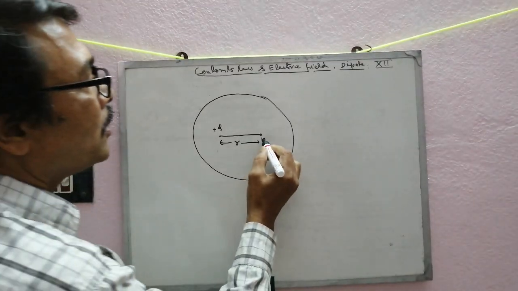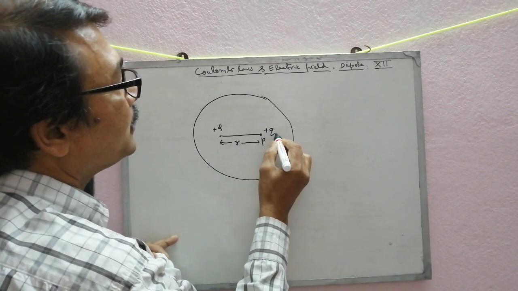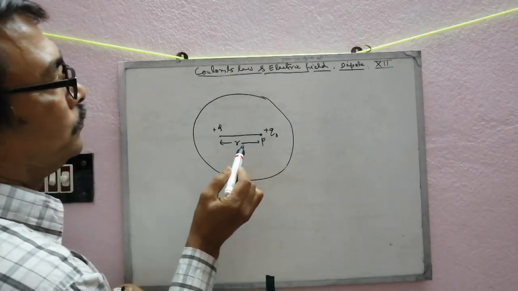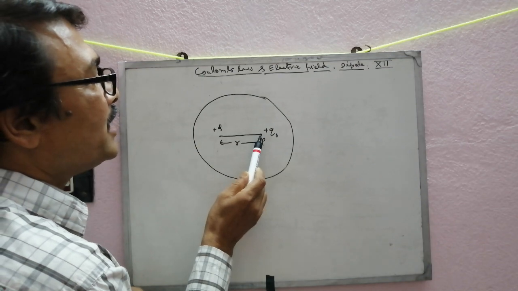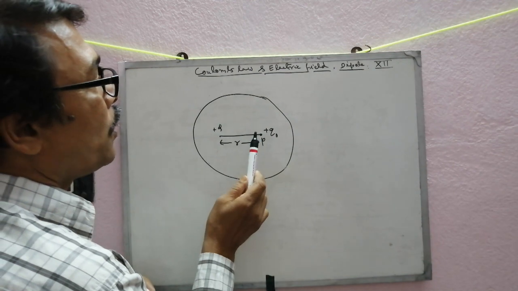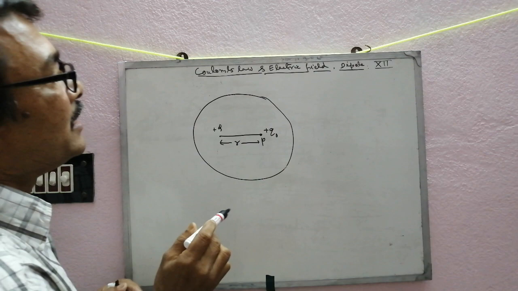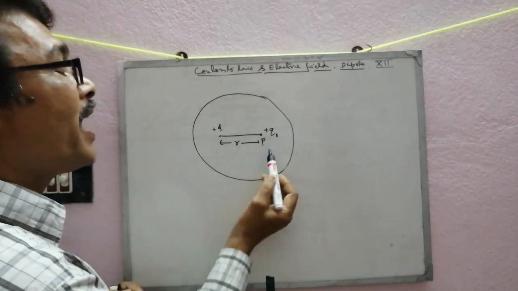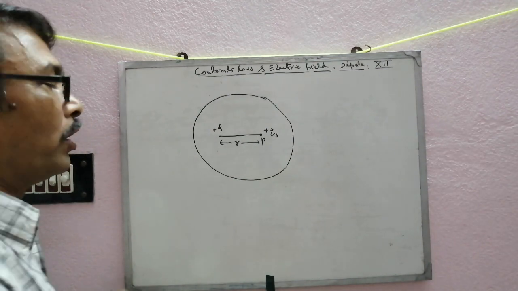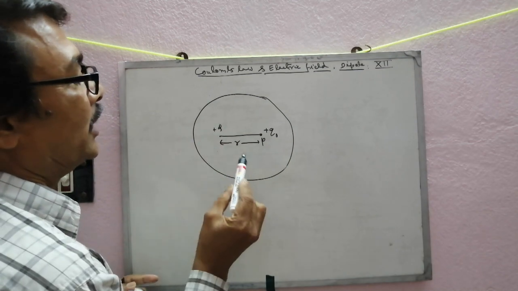Okay. If we place a positive test charge, suppose plus Q0, so the force experienced here per unit positive test charge placed at this point is said to be the intensity of electric field, provided the test charge is vanishingly small. That is, it has no disturbance on the source charge.